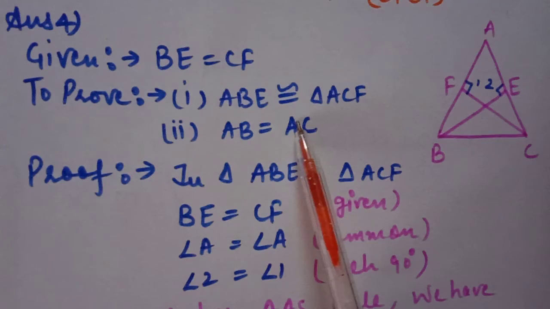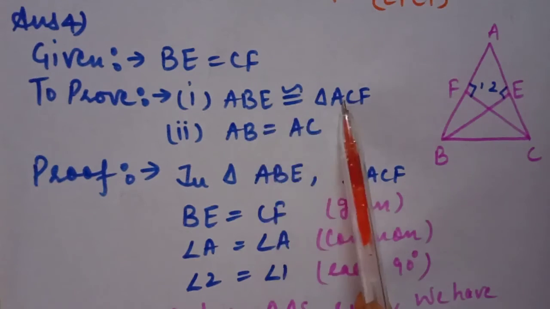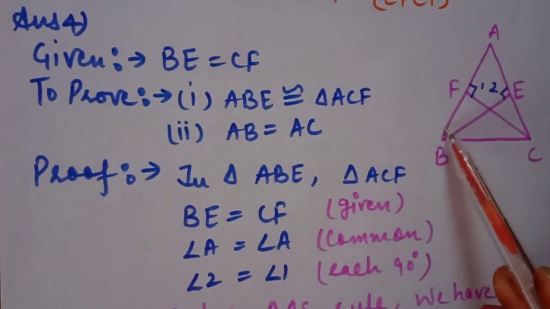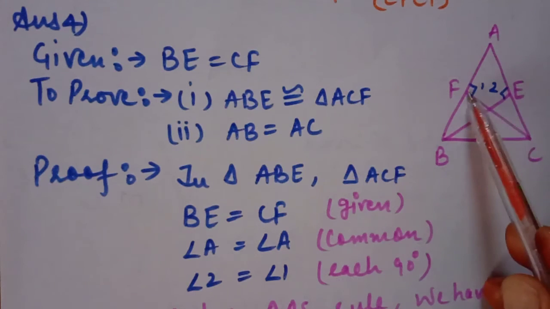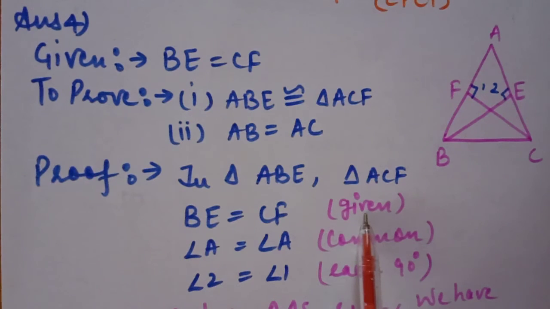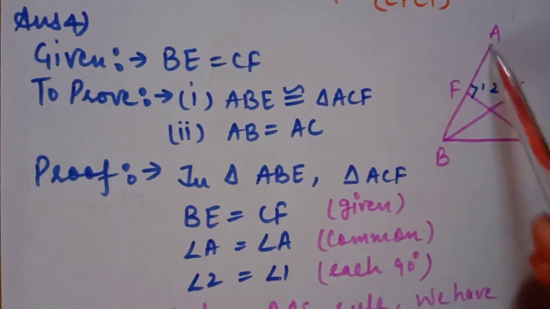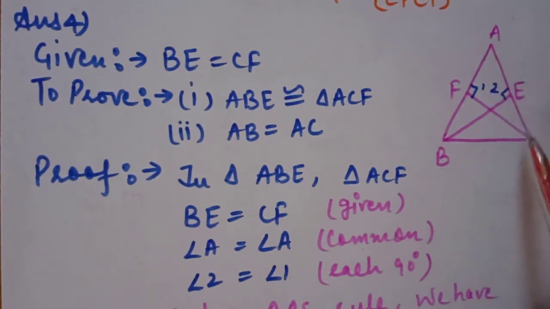So we have given and to prove. For the proof, we want two triangles, these two triangles, and we will try to make them congruent. In triangle ABE and triangle ACF, first of all, BE and CF are equal to each other, it is given. And angle A is equal to angle A, common. Angle 2 and angle 1. Now we will check because we have to take corresponding parts. In triangle ABE, we have angle 2 as 90 degrees. In triangle ACF, we have angle 1 as 90 degrees. So angle 2 is equal to angle 1, each 90 degrees.